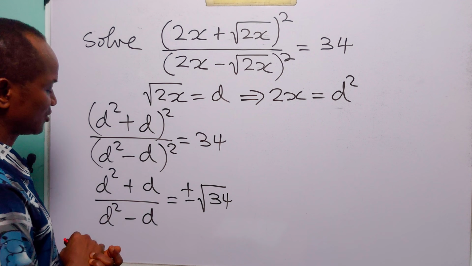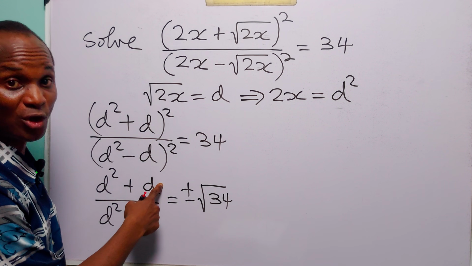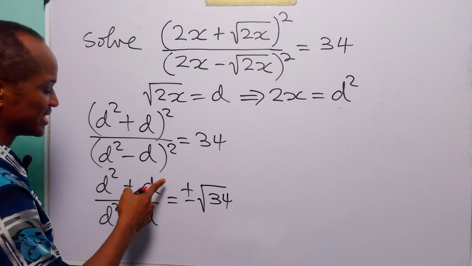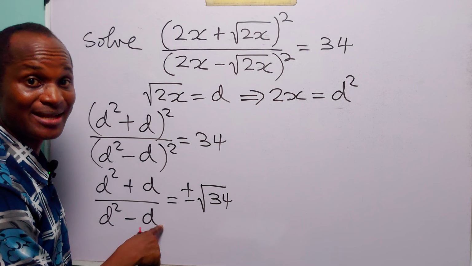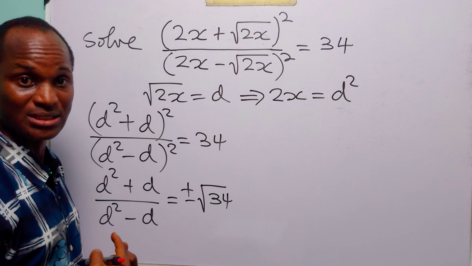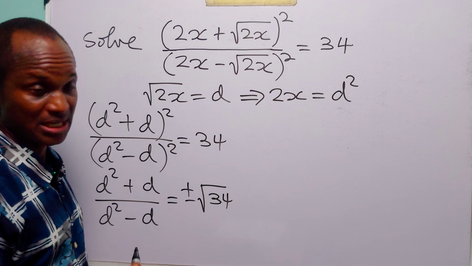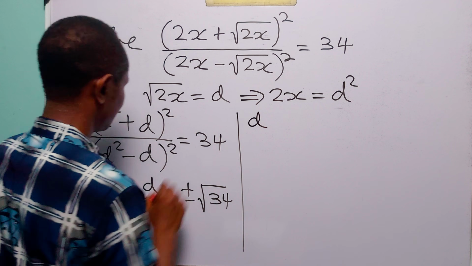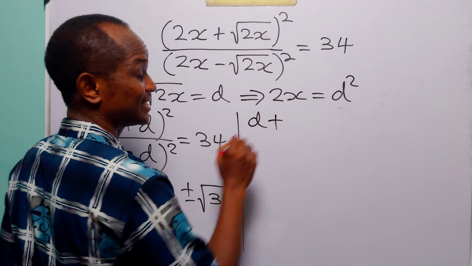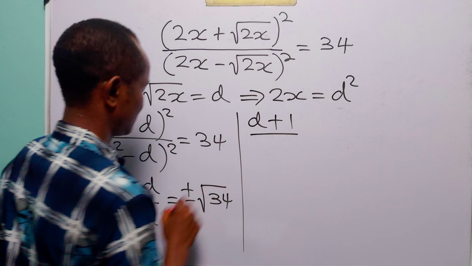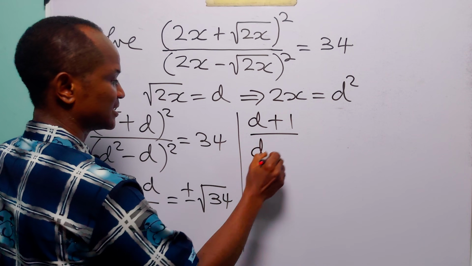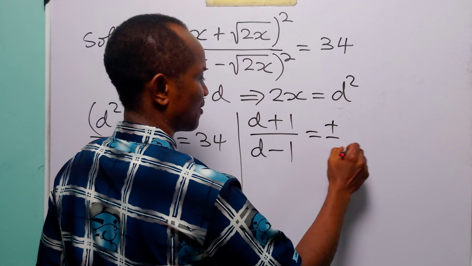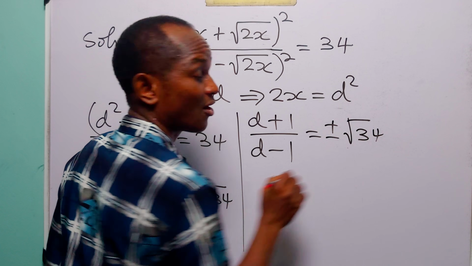Now, the next thing we are going to do is to divide both the numerator and the denominator of this fraction by d. Remember that when we divide both the numerator and the denominator of a fraction by the same quantity, we haven't changed that fraction in any way. Here we have d squared over d, which is d. We have d over d, which is 1. The same thing happens here. We have d plus 1 over d minus 1, and this is equal to plus or minus root 34.